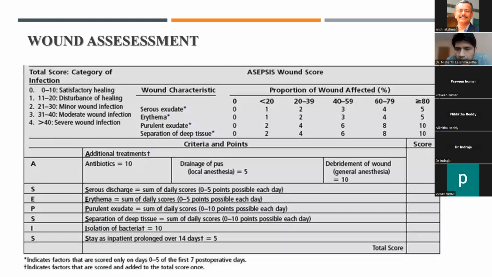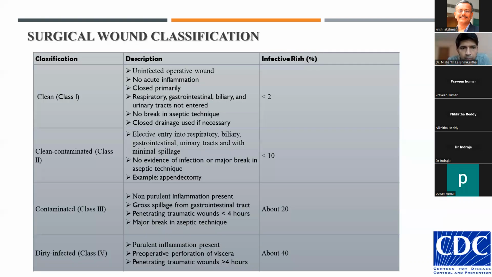Nikita, if you're there, can you please give me one example of each of these classifications of wounds apart from what is mentioned there? Something that we routinely do. For clean, can you give me one example? An incision on the skin, sir. An example of a surgery. Lipoma excision, sir. Excellent. Something much more simple: breast, thyroid. We don't enter into any important tubular structures. Just keep that in mind.